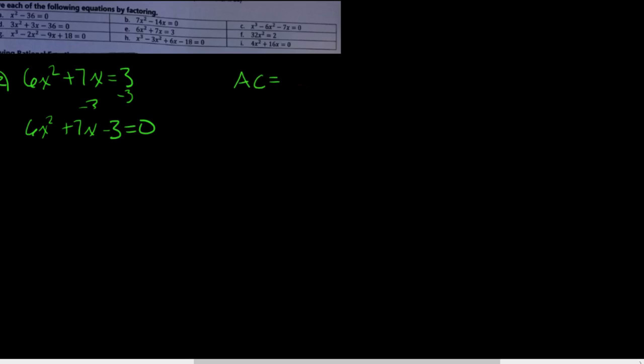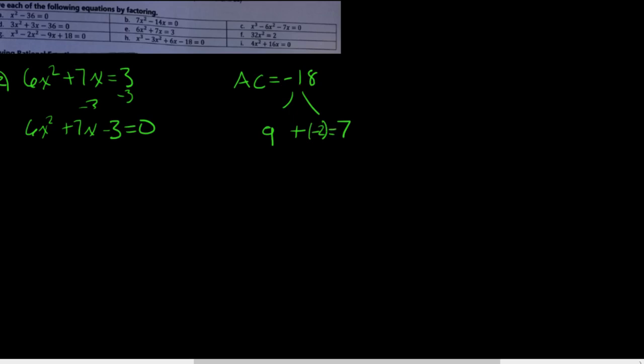Alright, E. E says 6x squared plus 7x is equal to 3. So I'll set this equal to 0 by subtracting 3 on both sides, and I get 6x squared plus 7x minus 3 is equal to 0. From here I can factor. My AC value is negative 18, so I need two numbers that multiply to negative 18 and add to 7. So you should get positive 9 and negative 2.